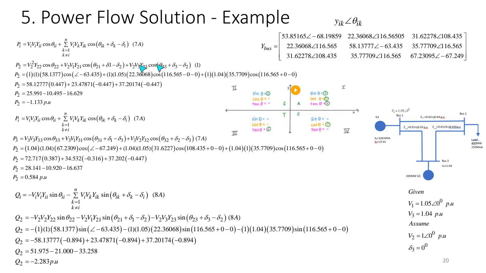So as I mentioned, you can see the detailed substitution given in this slide. In the previous equation, this is the first equation. And here your V2, remember we assumed V2 equal to 1 angle of 0 degrees. So you get 1, and Y22 is coming from here, 58.1. And cos of theta 22, that is this angle, minus 63, something like that. And V1, you can see V1 is 1.05, and cos of theta 21 plus delta 1 minus delta 2. So all the values are given here, and then the Y bus matrix.